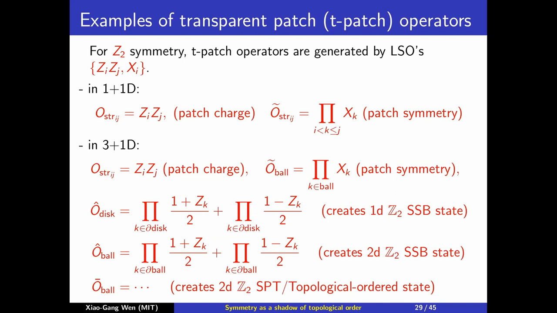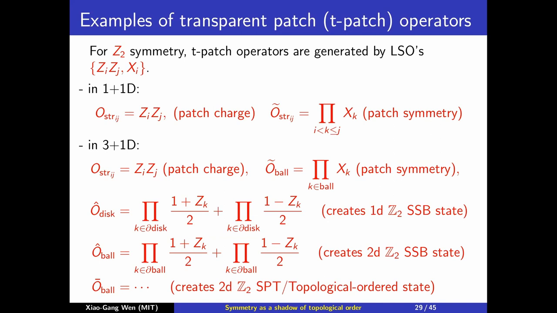But we have additional transparent patch operators which have an empty bulk. Those are really two-dimensional patch operators, but the operator only lives on the boundary of a disk. The bulk is empty, but because the boundary is one-dimensional, we have the option to put the so-called symmetry breaking state on the boundary. So this particular transparent patch operator creates something non-trivial on the boundary, which happens to be the symmetry breaking state. Similarly, we have the same thing with a ball operator, whose bulk is empty, but the boundary creates a two-dimensional symmetry breaking state. And you can even have a ball operator with an empty bulk, but at the boundary create a Z2 SPT state, or this topological state.